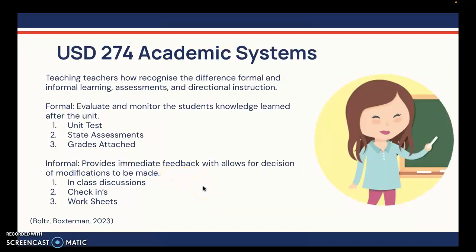So what are formal and informal assessments? The most important part is teaching teachers how to recognize what the difference is. The definition of formal assessment is to evaluate and monitor the student's knowledge learned after the unit. We would see this for unit tests, assessments, grades attached at the end of a semester. So what is informal? This provides immediate feedback, which allows for decisions and modifications to be made. This is in-class discussion, check-ins, worksheets, quizzes.